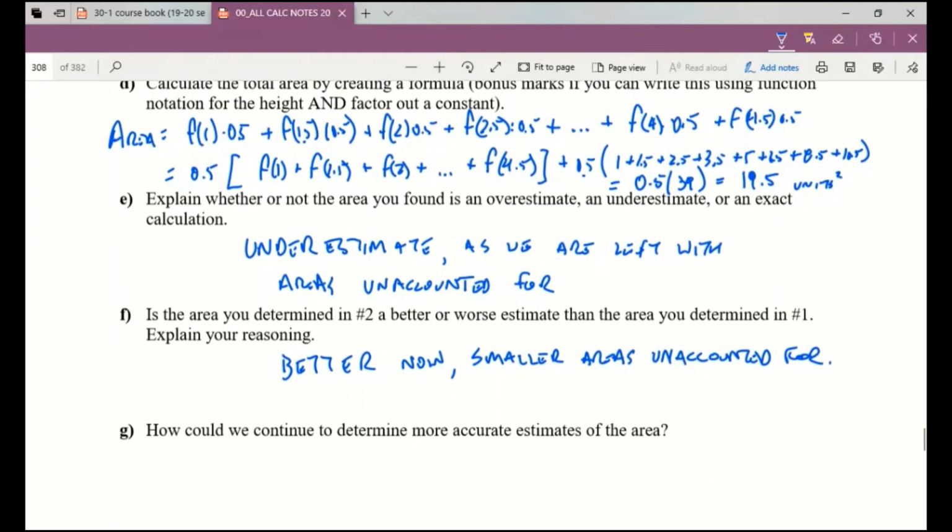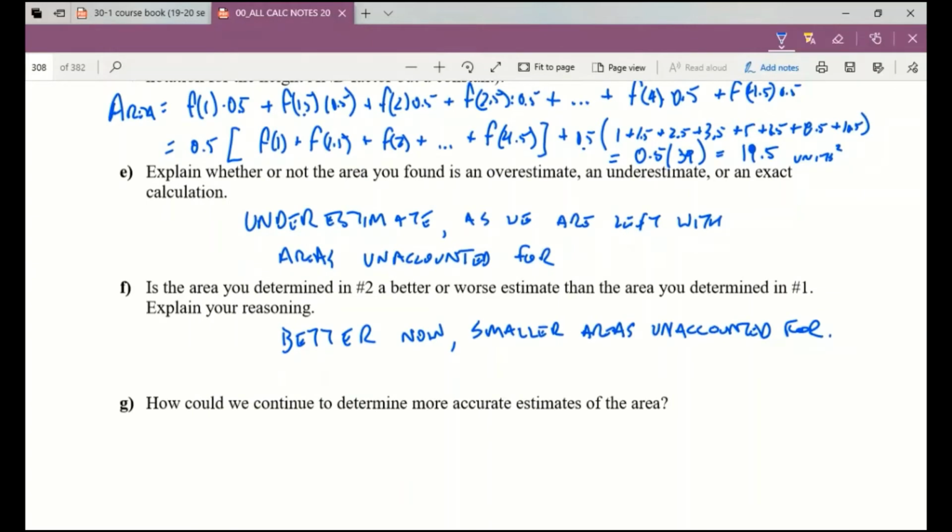And then what this is all leading towards is part G. How could we continue to determine more accurate estimates for area? Well, of course, we could make more rectangles with smaller bases.